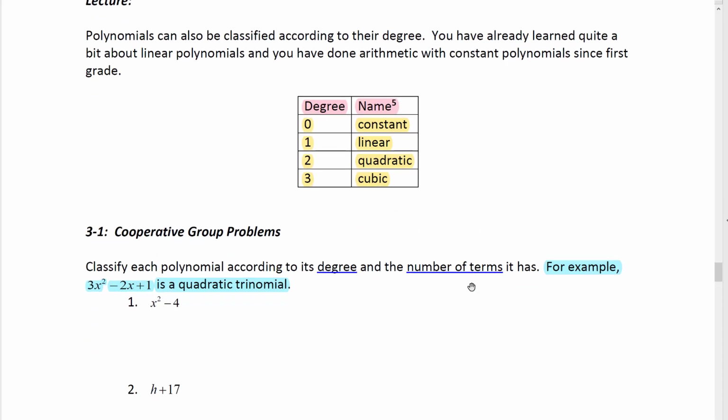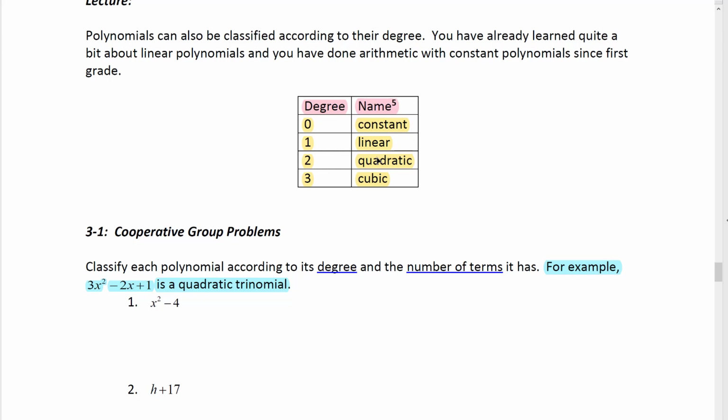So in this set, you are going to classify polynomials two different ways. You're going to classify according to degree, which is the table right above here on page 118. And you're also going to classify by the number of terms, which we looked at a few pages ago. That means you're going to be using words like monomial, binomial, trinomial, or polynomial. And you've been given an example here. 3x to the second power minus 2x plus 1 is a quadratic trinomial. It has three terms, therefore a trinomial. And the leading term is degree 2, which makes the whole polynomial degree 2, which gives it a name of quadratic.